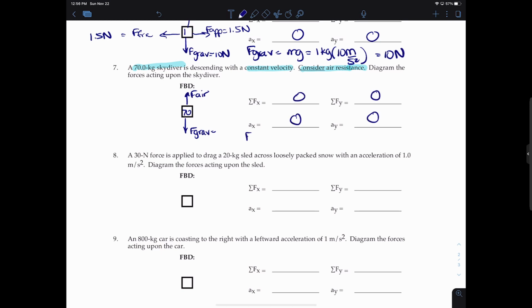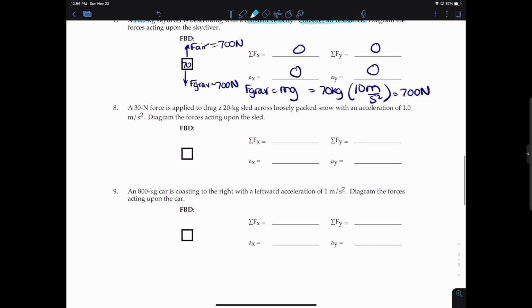So in this case, the force of gravity equals mass times g, which equals 70 kilograms times 10 meters per second squared, which equals 700 newtons. That was really poor writing. Equals 700 newtons. So we've got 700 newtons down, and we've got 700 newtons up.